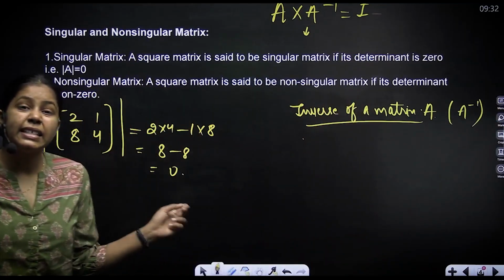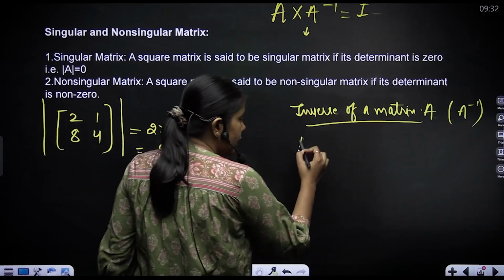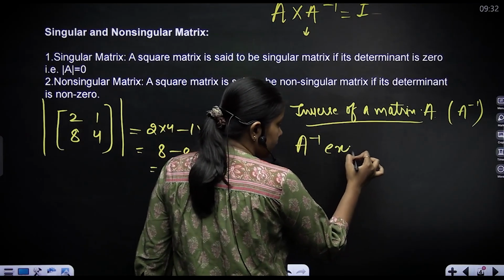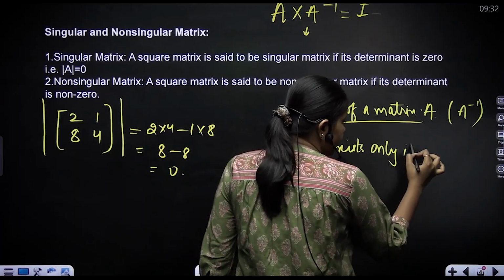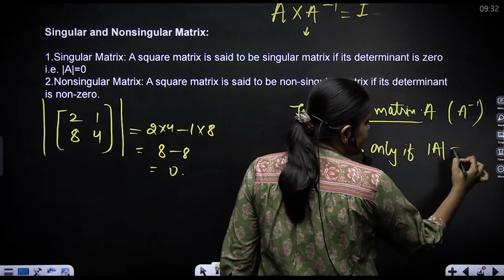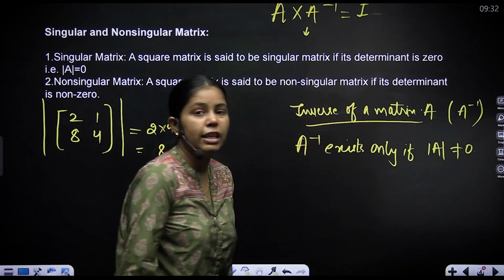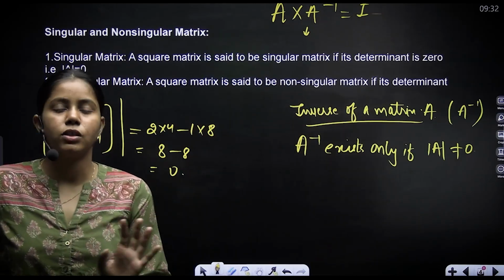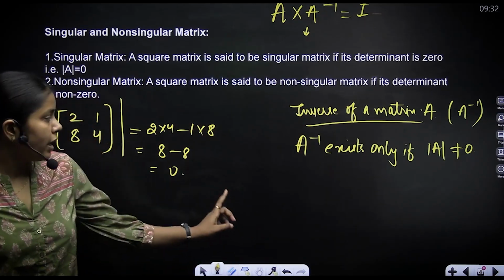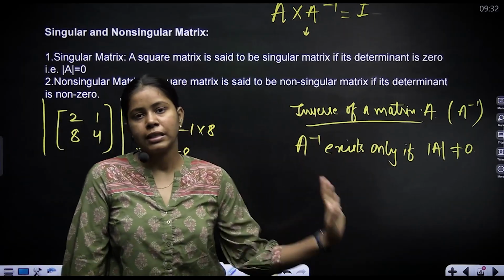A inverse exists only if the determinant of A is non-zero. That means if A is a non-singular matrix, then A inverse exists, otherwise A inverse does not exist. Right? So A inverse exists if the determinant of A is non-zero.